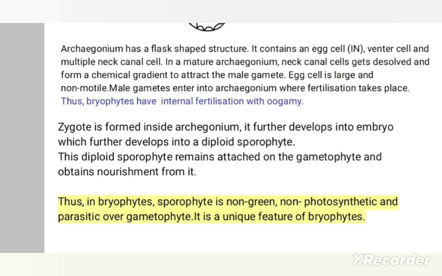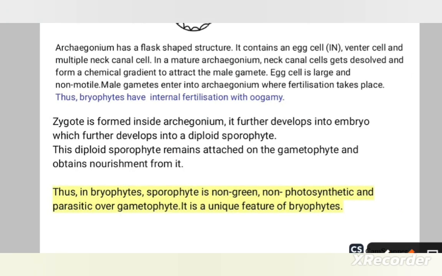Further, this zygote will develop into an embryo, and this embryo will develop into a sporophyte, which is diploid. So I have already told you a sporophyte would always be diploid. And this diploid sporophyte would remain attached to the gametophyte. So basically this becomes a very important question in itself, that in bryophytes, the sporophyte is non-green, non-photosynthetic and parasitic over the gametophyte, and this is a unique feature of bryophytes.